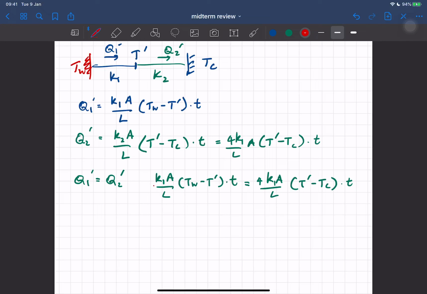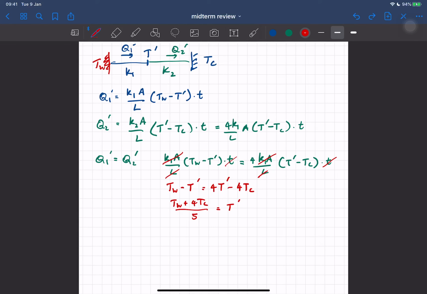And then you see that a lot of them cancel out, and you are left with TW minus T prime equal to 4 times T prime minus TC. Sorry, minus 4TC. So TW plus 4TC divided by 5, that's going to be T prime. Okay, solving this equation here, you get this value for T prime, which is the temperature at the junction between the two rods.